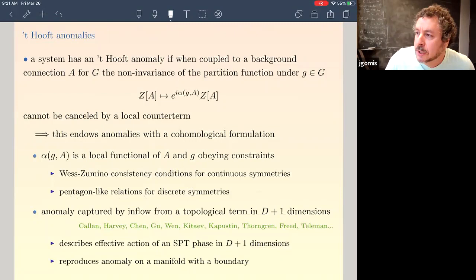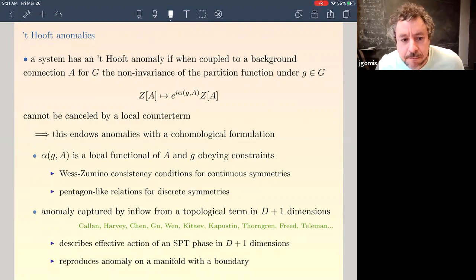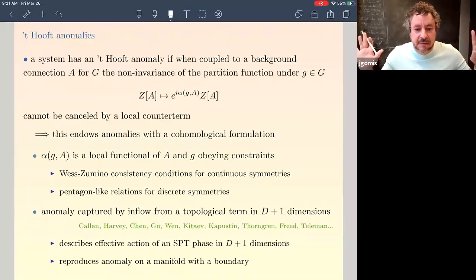The point is that gauge fields for discrete symmetries can be represented either by a background connection or by a network of topological defects that have trivalent junctions. There, the statement of background gauge transformations is a statement that these networks reconnect. The associativity of the network reconnection is captured by pentagon identities, if you're familiar with them from two-dimensional conformal field theory. So these are certain constraints that the anomalies have to satisfy, even if you know nothing else about them.